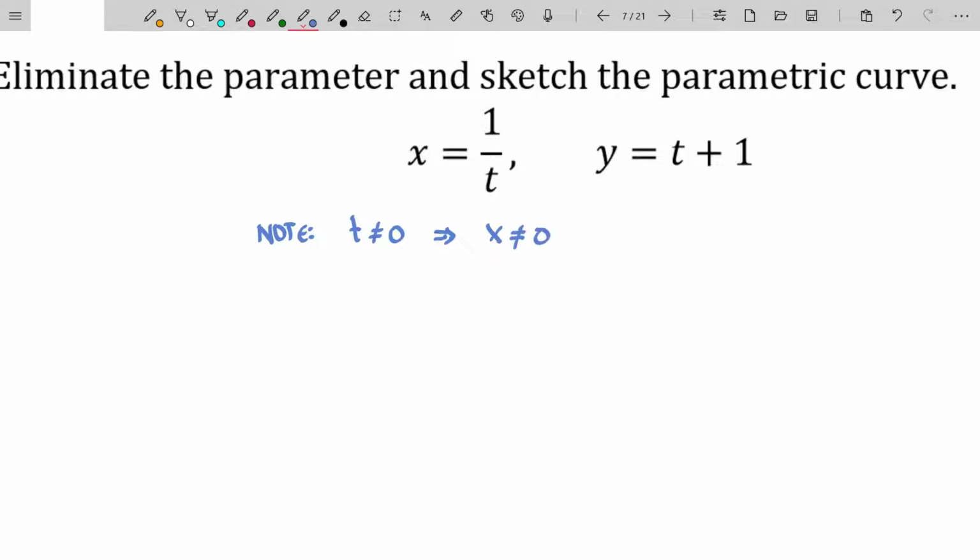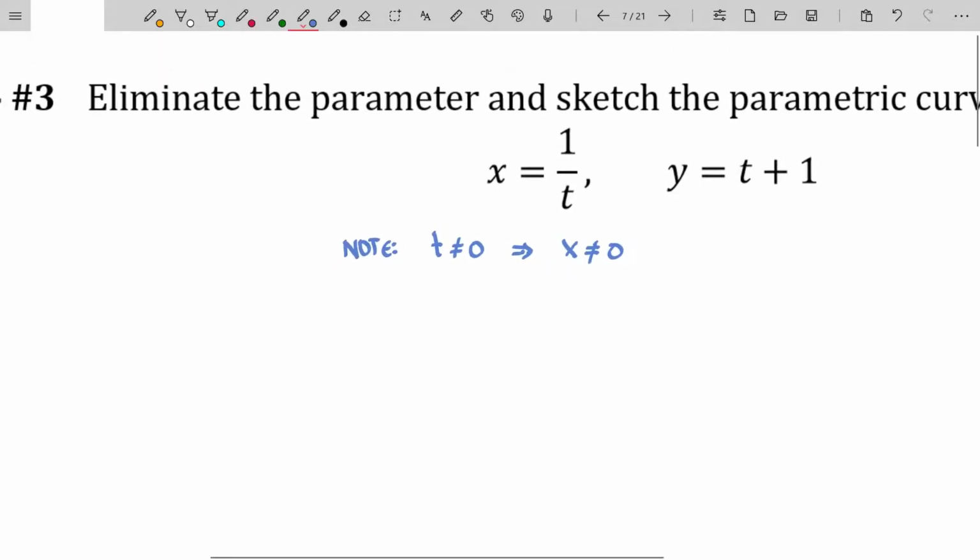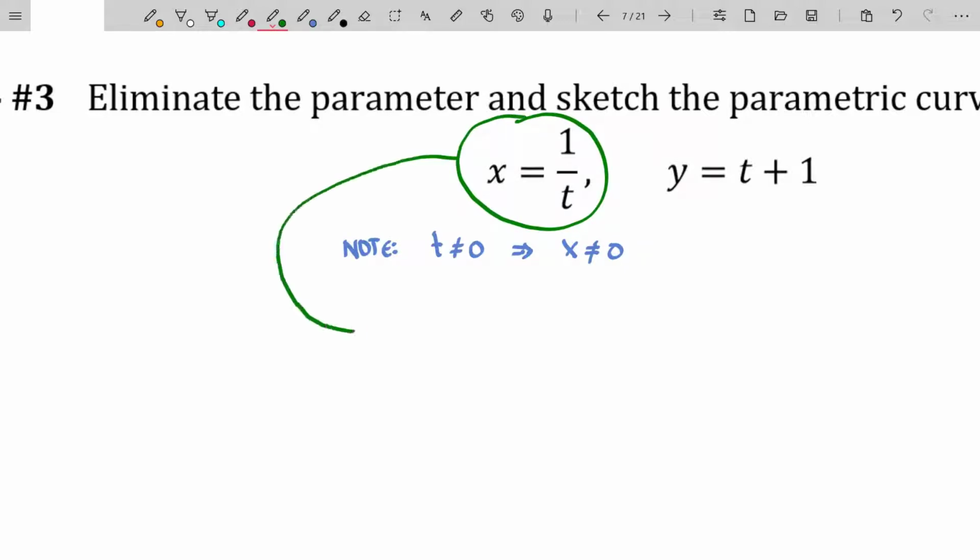That's important to note because maybe when we eliminate a parameter, we find out that for some reason in our manipulation, we think that x could be 0. And it turns out that because time can't be 0, or at least x is 1 over time, that will never be a 0 value. Let's go ahead and eliminate the parameter. Again, I'm going to choose the equation involving x because it's much easier to work with, and in the long run is a better choice.